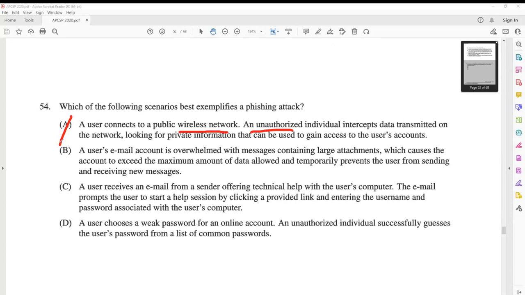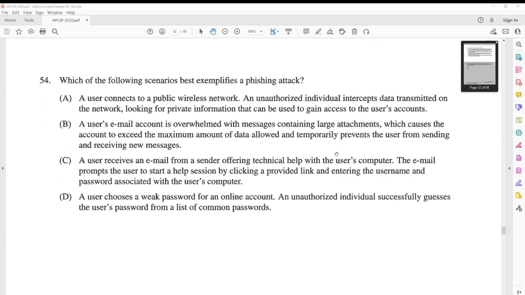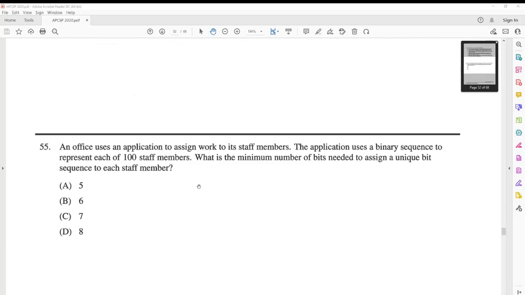B: a user's email account is overwhelmed with messages containing large attachments. This one is denial of service, so this one is not. C: a user receives an email from a sender offering technical help with the computer. The email prompts the user to join a help session and provide some personal identifiable information. So C is the answer. D: a user uses a weak password for an online account. An unauthorized individual successfully gets the user's password from a list of common passwords. This one is not a phishing attack.